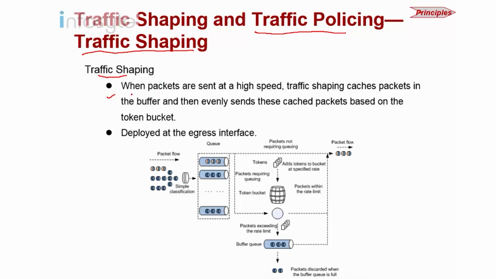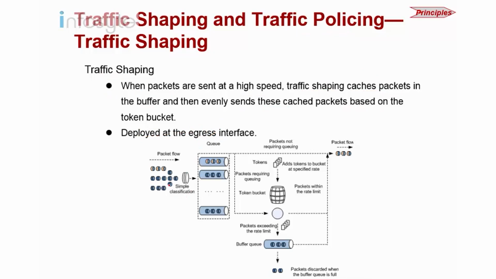First point here, when packets are sent at high speed, traffic shaping caches the packet. The cache is the difference here, because in policing anything that exceeds the CIR rate will be discarded, but here we are going to cache in the buffer and then evenly send these cached packets based on the token bucket. So typically we are using it on the egress interface.